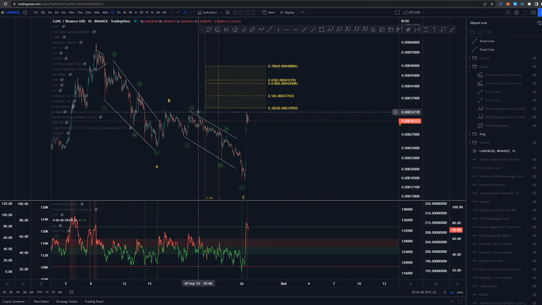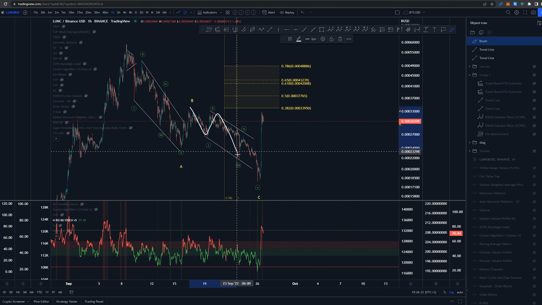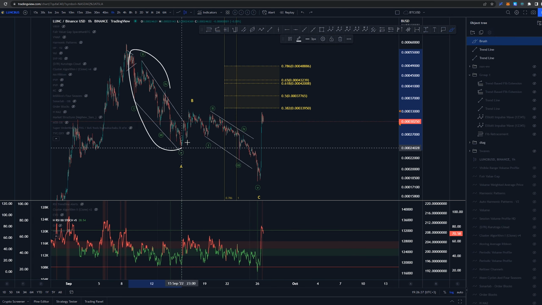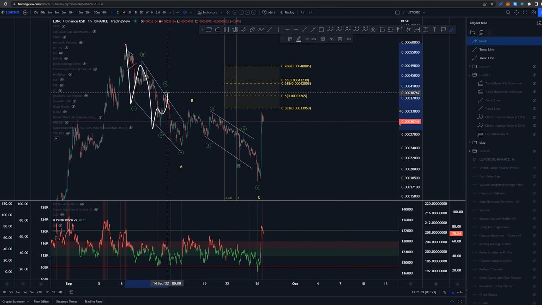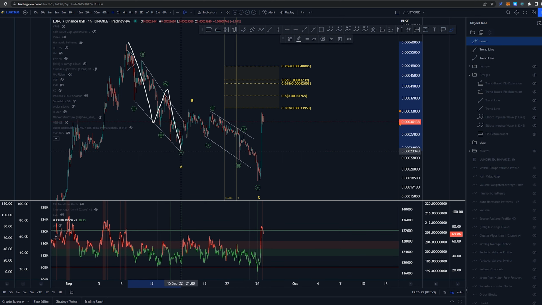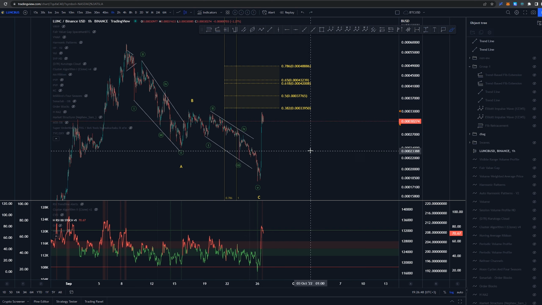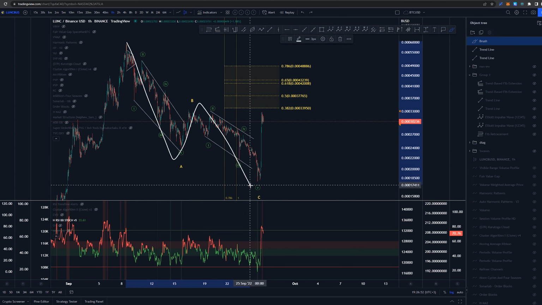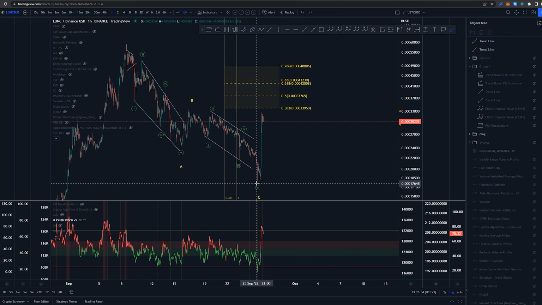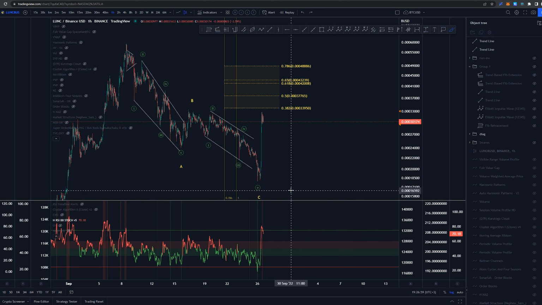This is the only structure that made me think that maybe this is some kind of three-wave structure overall, doing something like that. And then of course this structure would have to be a three-wave structure as well, doing something like that. So it would be a WXY here, a three-wave pullback, and another WXY or something like that. But it doesn't matter overall. Again, the move is done. We have this as a three-wave move coming down to these lows, and since then we most likely have another structure following up that.